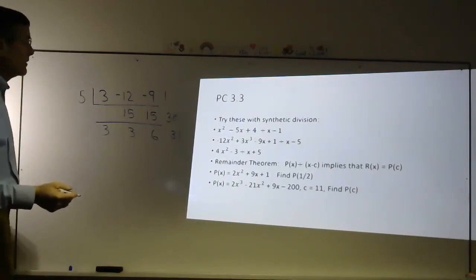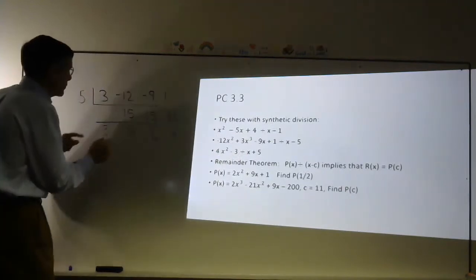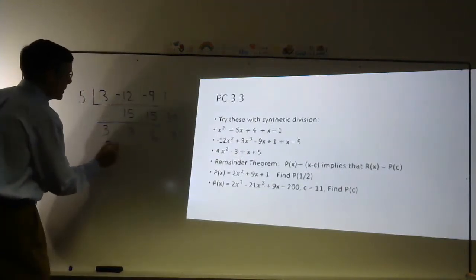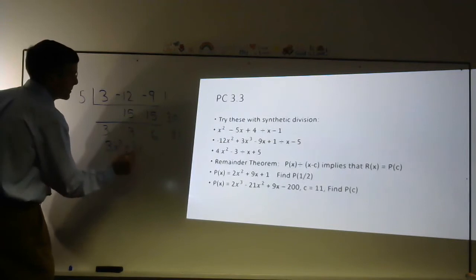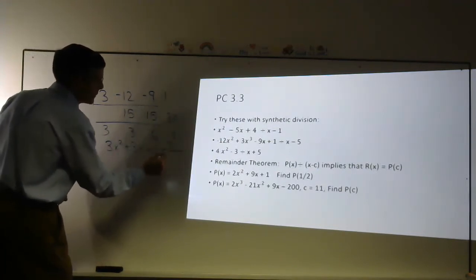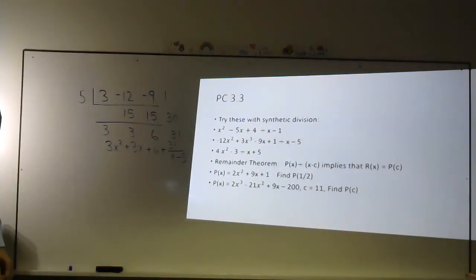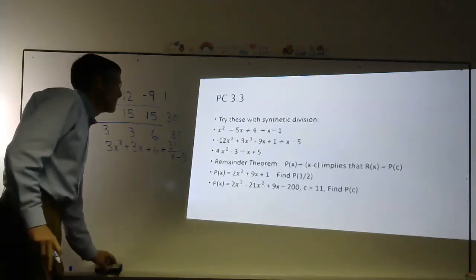So what is your answer to this division problem? The highest power was a 3, so this drops down to 3x squared plus 3x plus 6 plus a 31 over the x minus 5. Long division with synthetic division. It doesn't get any easier than this. All right.